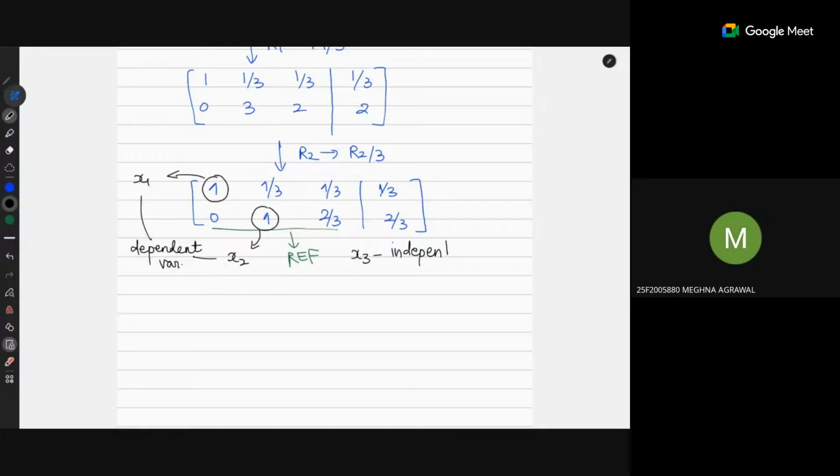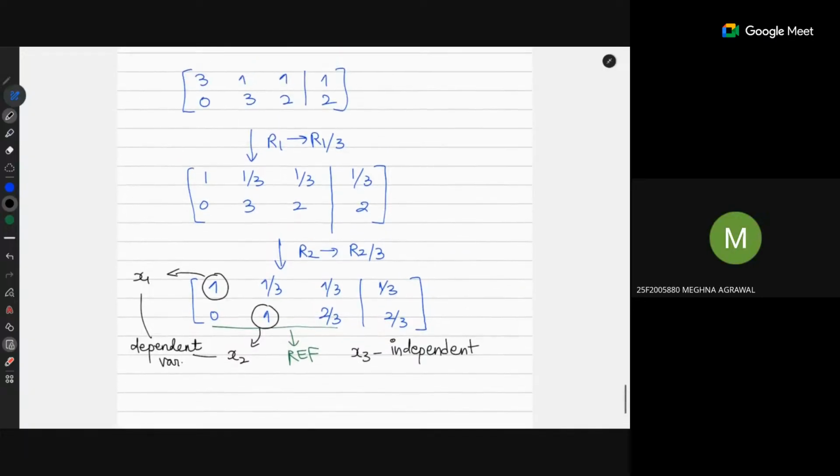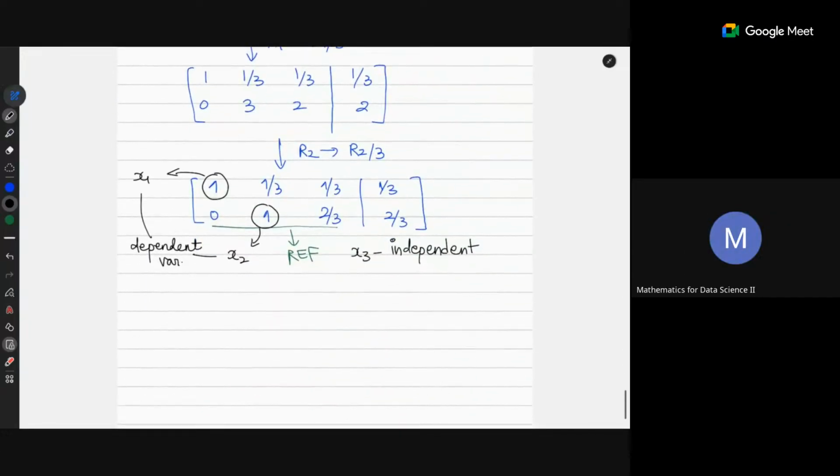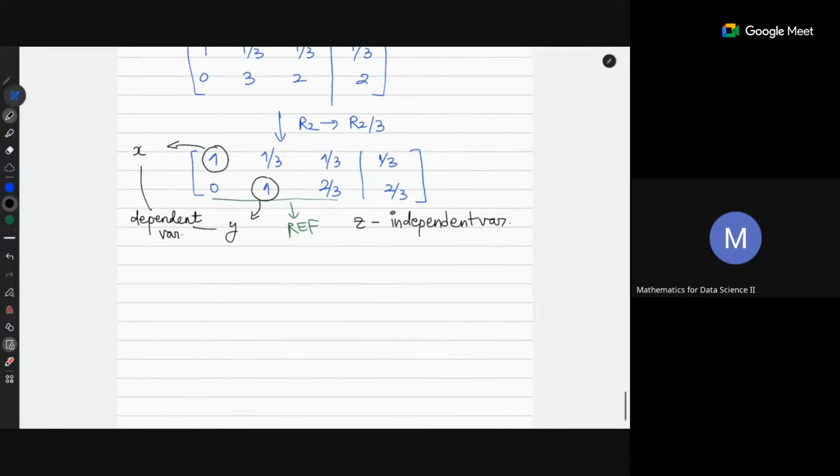Okay. So we had x, y, and z as the variables. So are we still taking x, y, z? Okay. So then let's take x, y, z. X and y are the dependent variables and z is the independent variable. All right. Now you can write down the corresponding system. The position of the column is basically the suffix of the dependent variable.